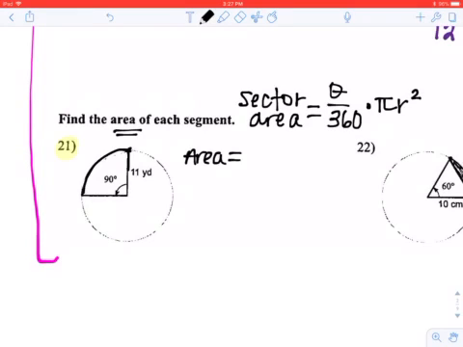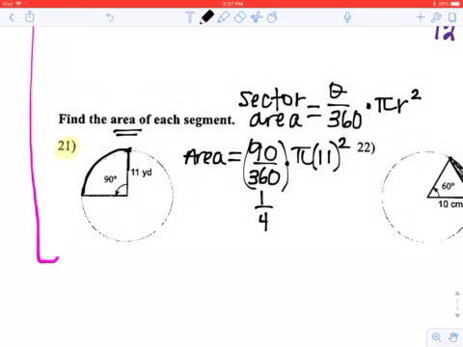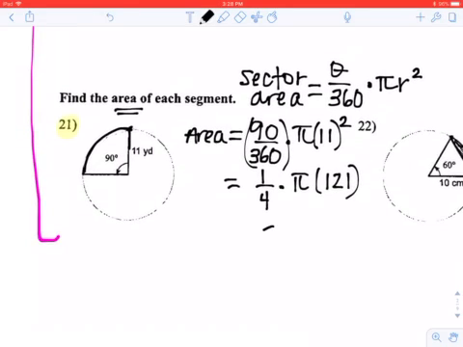So the sector area here is 90 over 360 times pi 11 squared. So let's simplify this fraction, which is 1/4. Let's go ahead and multiply this by itself, so 121. And then since I want this as a fraction, that would just simplify to 121 over 4. It doesn't simplify anymore. And I'm going to leave my pi in the numerator because I want to.